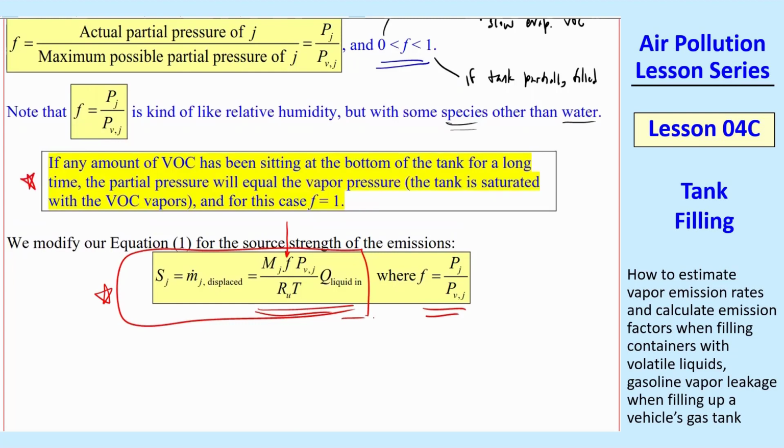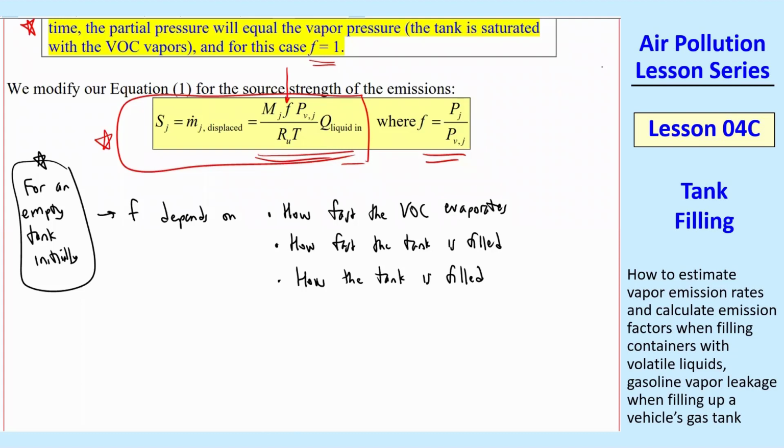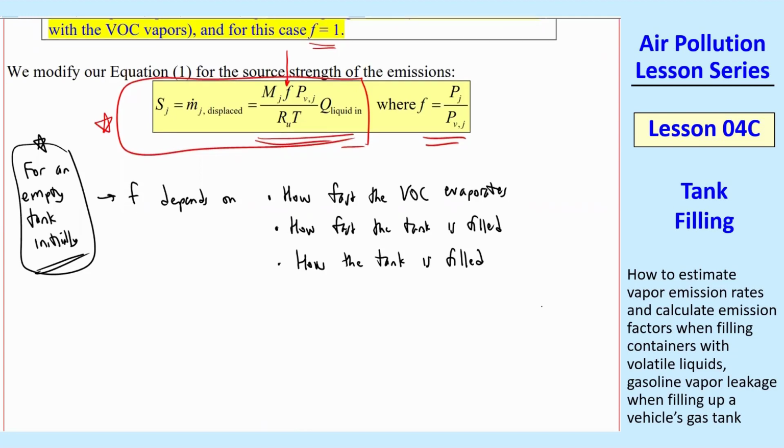So we already said F is 1 if you have it like the gasoline filling up tank, like I told you in that previous example. But F will depend on a number of things. And we're talking about the case of an empty tank initially. So it's an initially empty tank. There's no vapor in that tank to begin with, and then you start pouring the liquid in. So F depends on how fast the VOC evaporates and how fast the tank is filled and how you fill the tank. And these will give you some F that's in between 0 and 1.